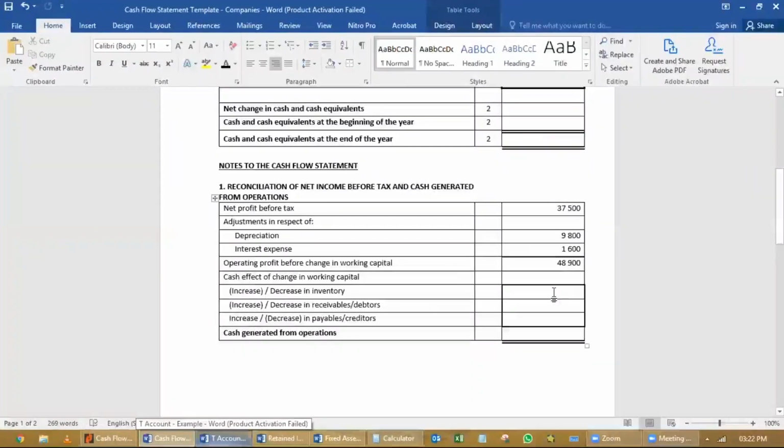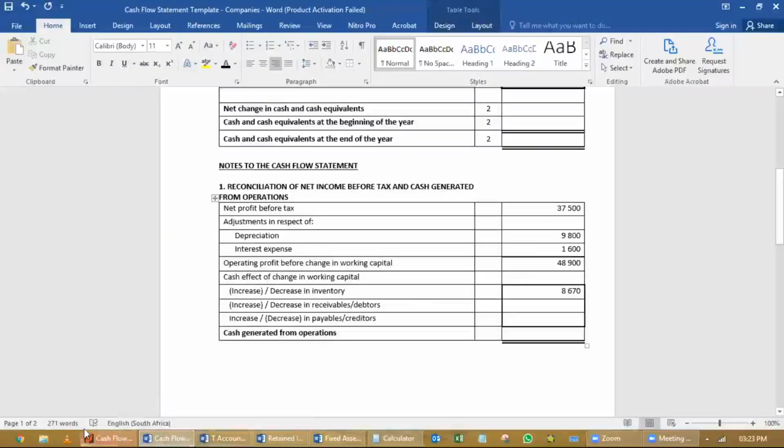Okay, so there was a decrease in my inventory. I expect it's an inflow of cash, so it's 8670. We don't put it in brackets because there was a decrease in my inventory, which means I sold more inventory, which means money came into my account.